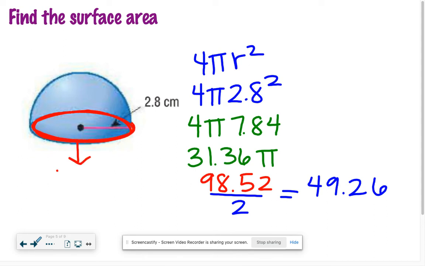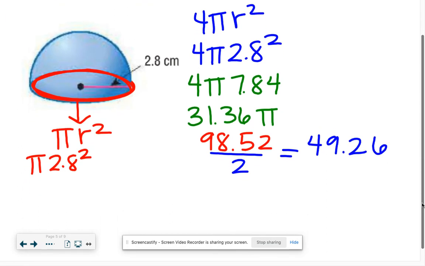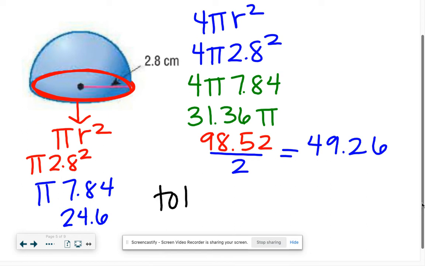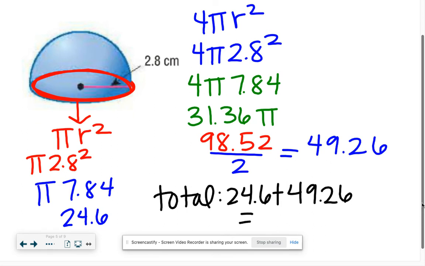So we have to find that using pi r squared. So pi times 2.8 squared. We already said that 2.8 squared is 7.84. Multiply that by pi, we should get 24.6-ish. So now our total, 24.6 plus 49.26, should give us a happy number of 73.89 centimeters squared.